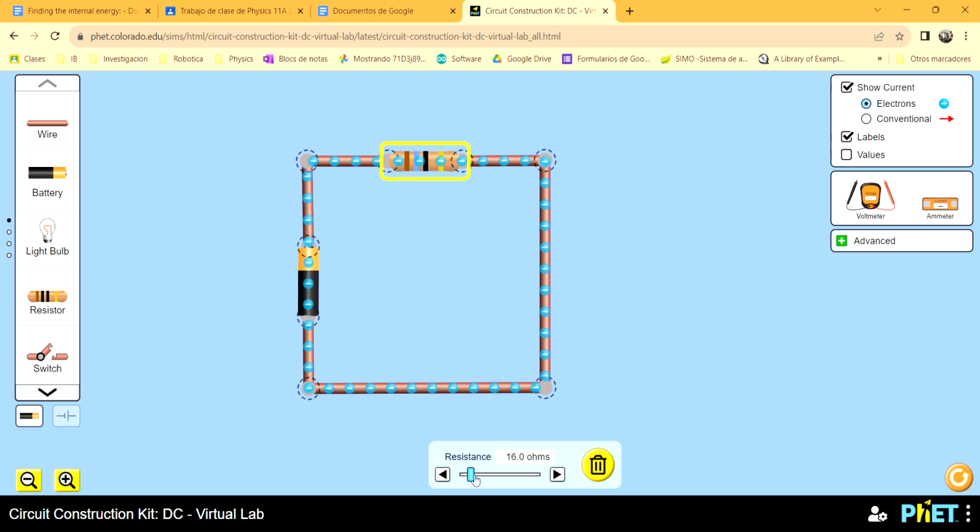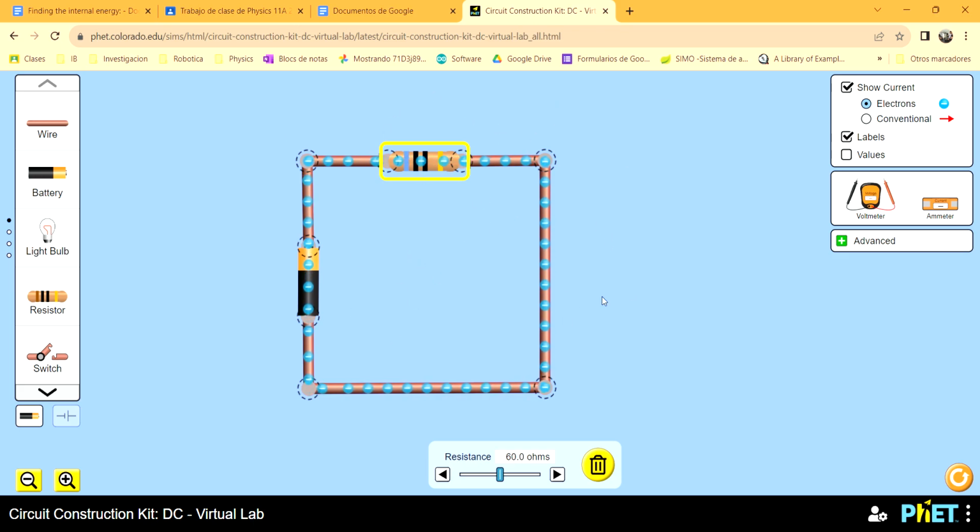So I can choose the resistance of this resistor. Notice that the colors change as long as I change the resistance. This is a code for easy identification of the resistors.